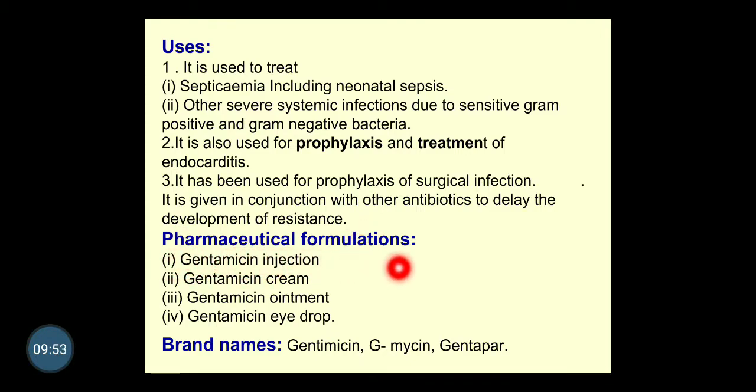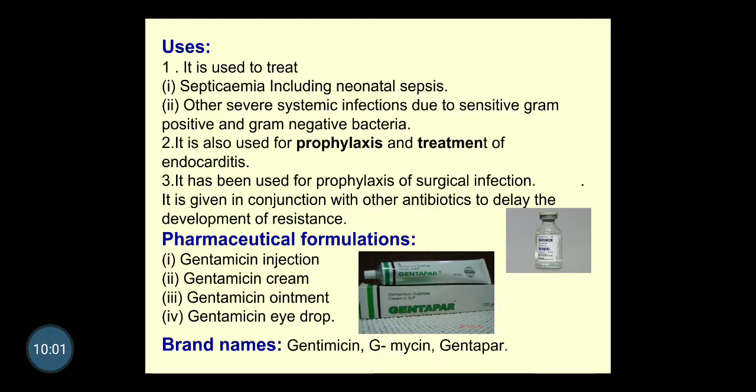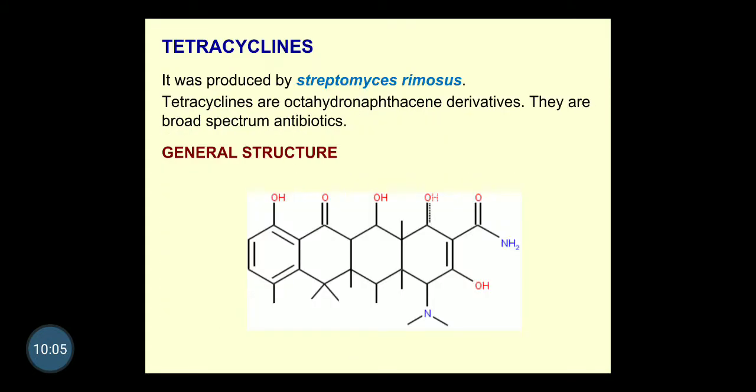So next, pharmaceutical formulations are injection, cream, ointment, eye drops. Wide varieties of formulations are there: gentamicin, G-mycin, and gentapar. These are actually the brands for the gentamicin, the aminoglycoside types of antibiotics.